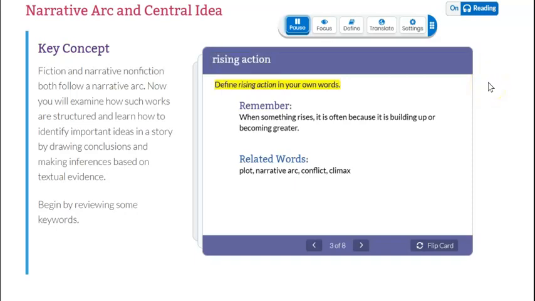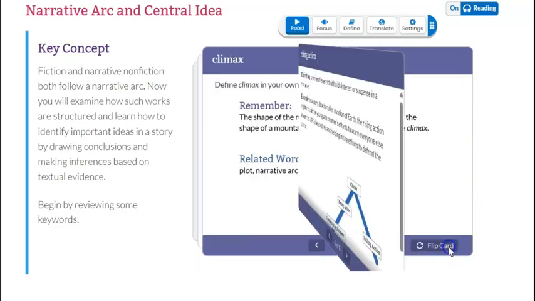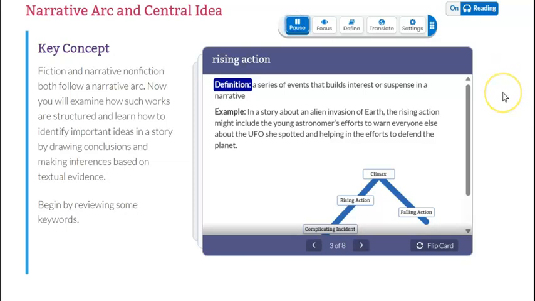Rising action. Define rising action in your own words. Remember, when something rises, it is often because it is building up or becoming greater. Related words: plot, narrative arc, conflict, climax. Definition: a series of events that build interest or suspense in a narrative.